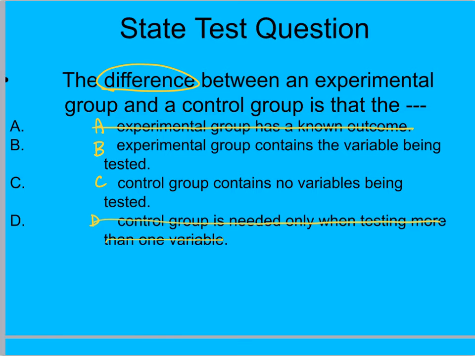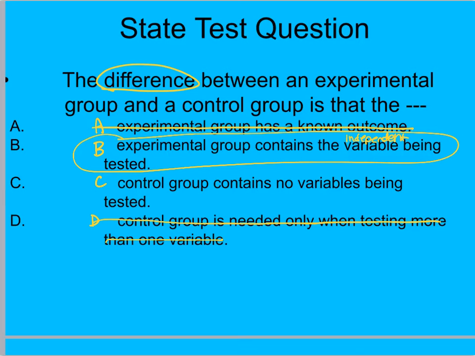Is it the experimental group contains the variable being tested? Or the control group contains no variables being tested? These are both true statements, but which one actually tells me the difference between the 2? The correct answer is B. The experimental group contains the independent variable being tested. Remember, the experimental group contains what's different between the 2 groups, and that's why I've said that over and over.